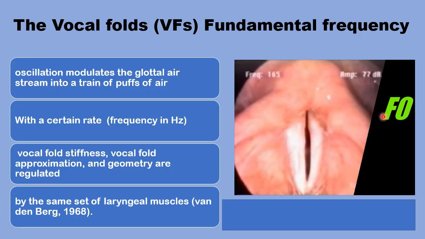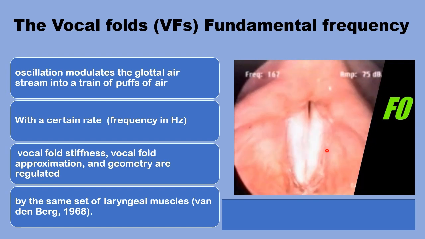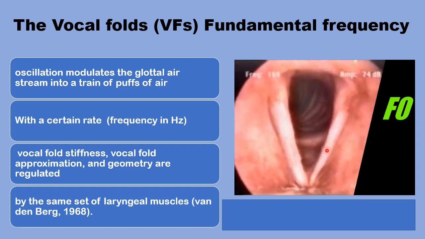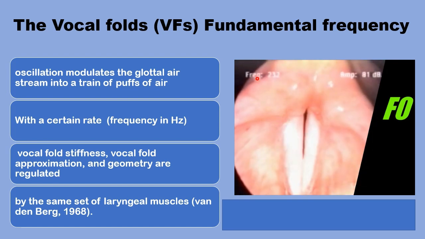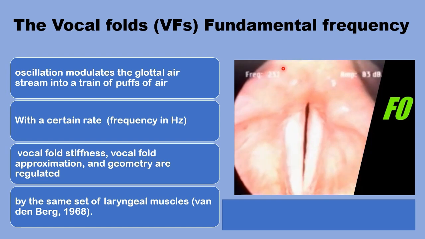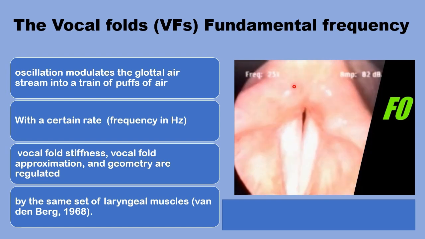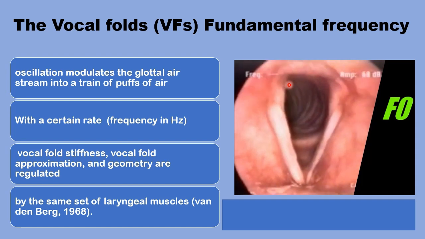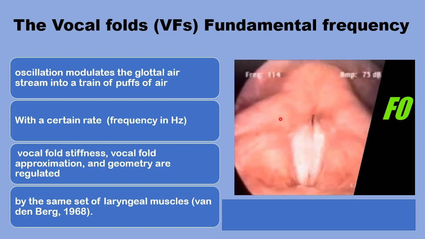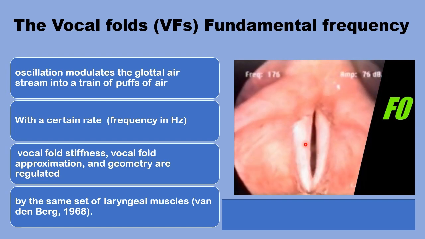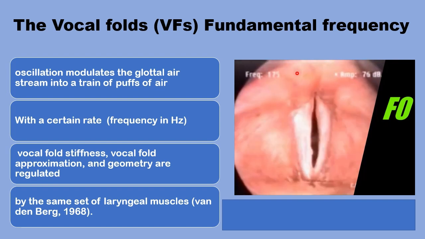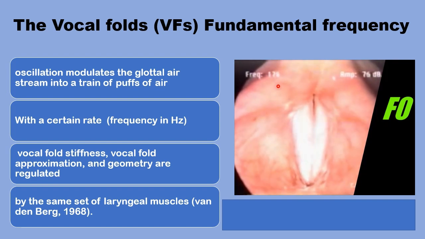During voice production, the vocal folds oscillate rapidly. This oscillation modulates the glottal airflow into a train of air puffs with a certain frequency. You can see the fundamental frequency of the glottal signal in here. This fundamental frequency keeps on changing quite rapidly and sometimes significantly under the control of the same set of laryngeal muscles that can induce all these changes in the fundamental frequency.